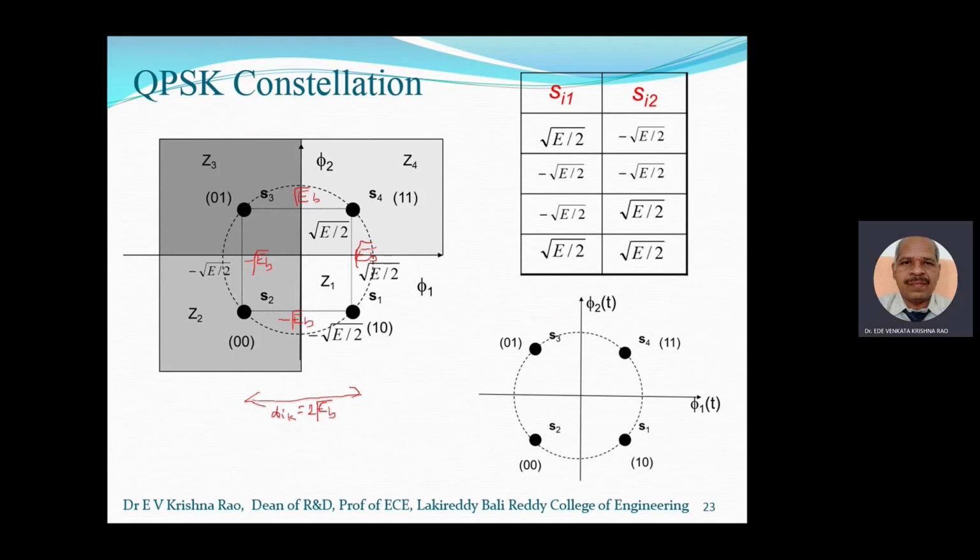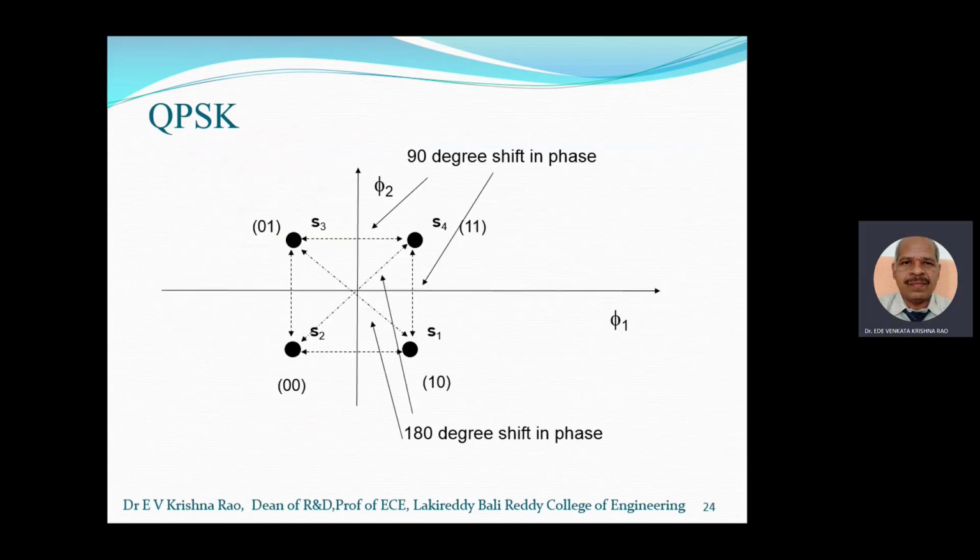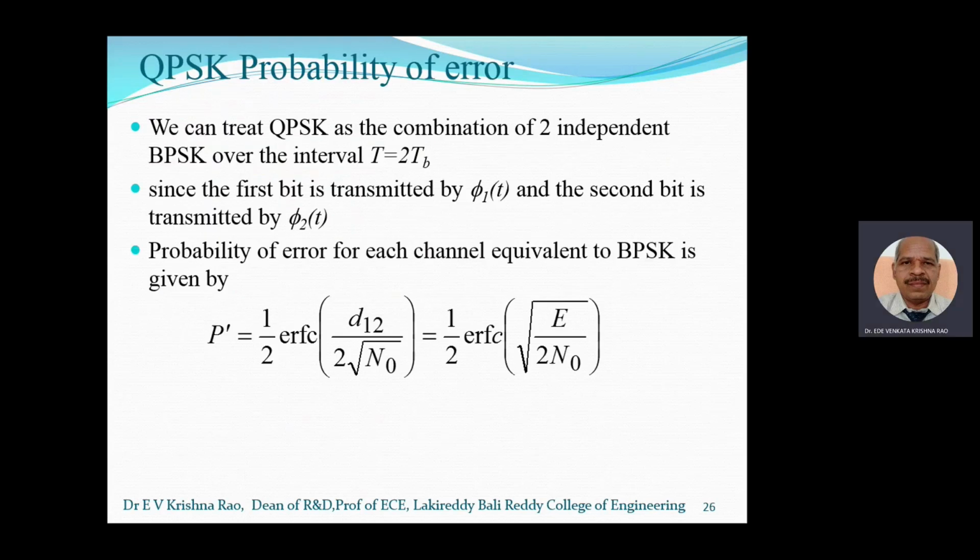Now the probability of error in getting either binary 1 or binary 0. The phase shift is 90 degrees between adjacent bits and 180 degrees between diagonal points. 1, 1 and 0, 0 is 180 degrees, 2 bits change. 1, 1 and 0, 1 is 1 bit change, 90 degrees, like that. Now consider the probability of error in each BPSK, the two BPSK channels, the upper and lower channel.